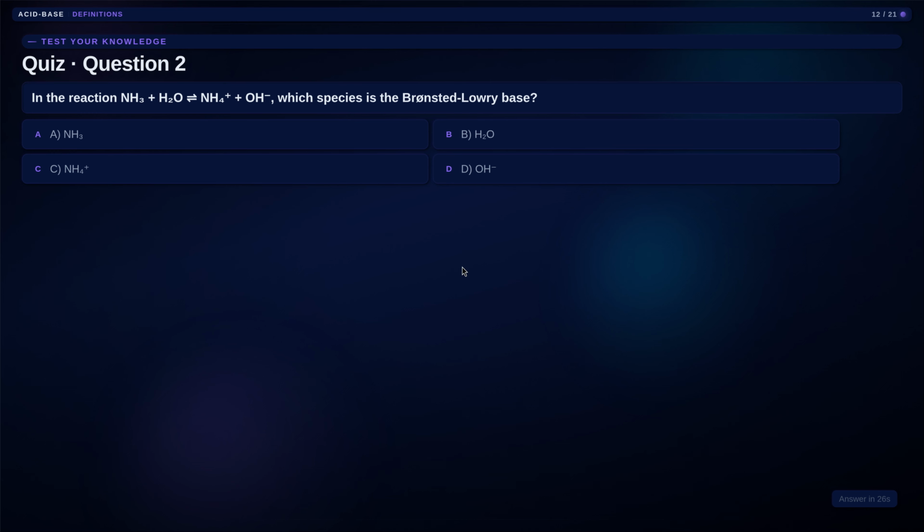The correct answer is A. NH3 is the Bronsted-Lowry base because it accepts a proton from H2O. H2O acts as the acid. The conjugate pairs are NH4+ over NH3 and H2O over OH-.